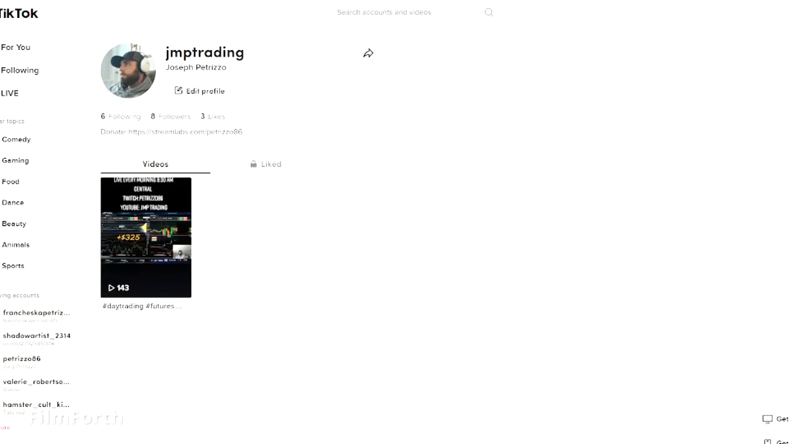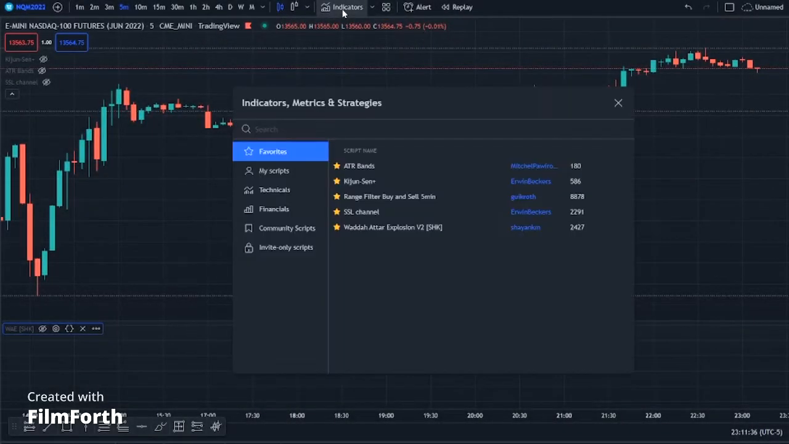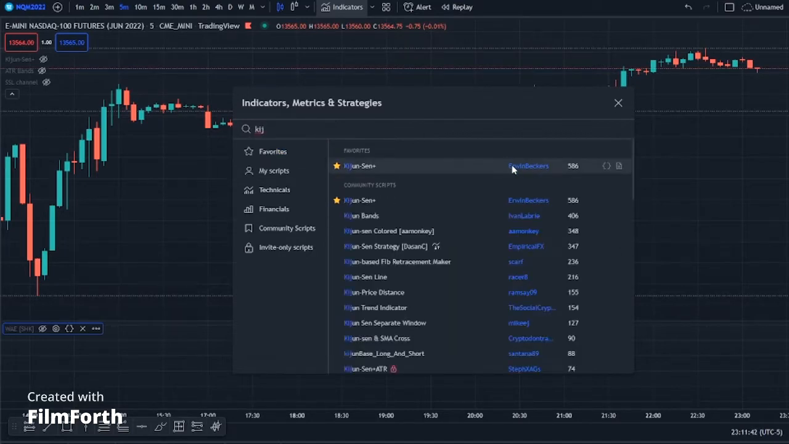Now let's get into the indicators needed for this strategy. The first indicator you're going to need is Kijun-sen. We're going to go into indicators, and it's going to be by Erwin Beckers.